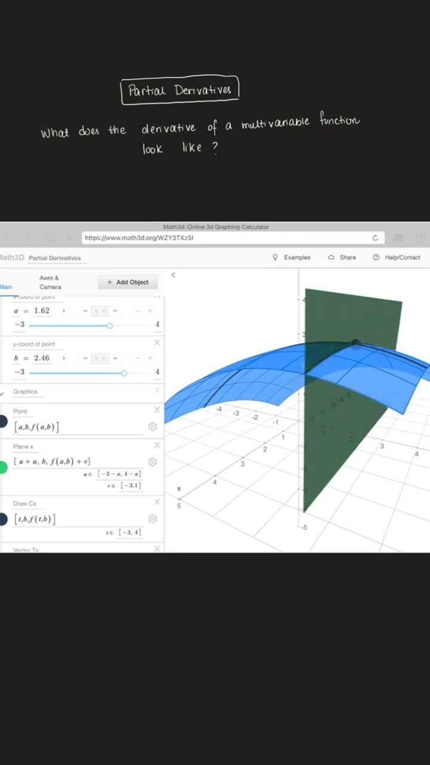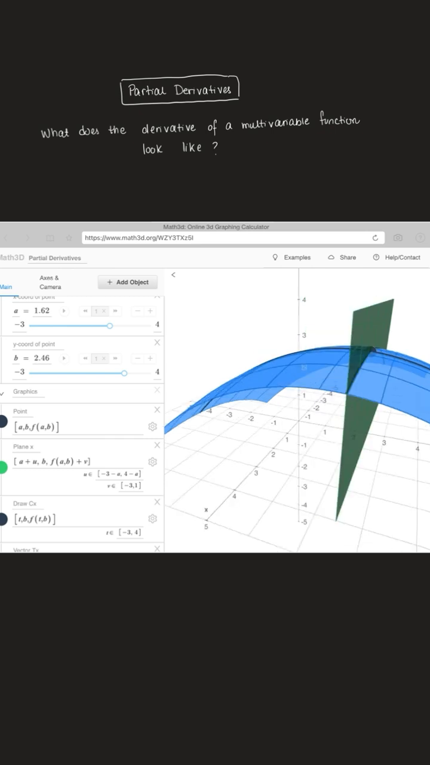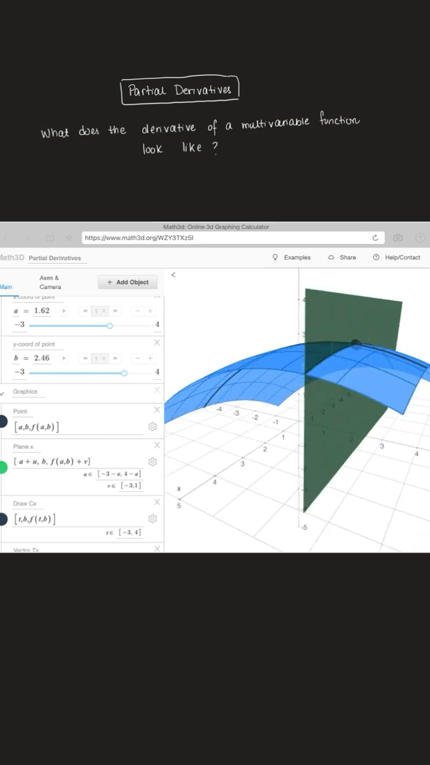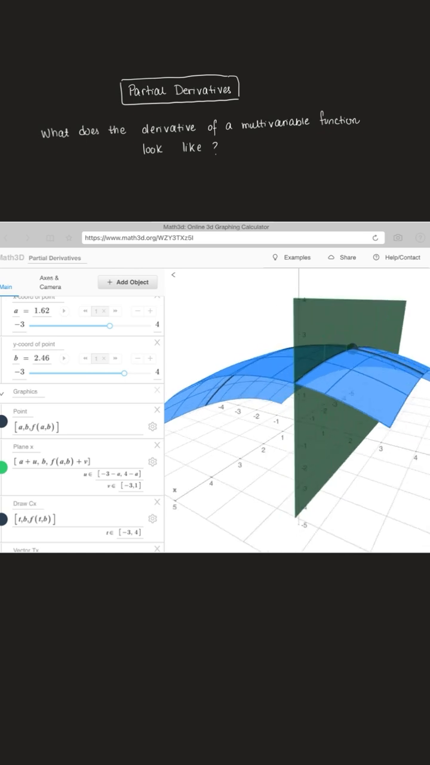Yes, this green plane that you can see just popped up in this applet is a plane that runs parallel to the XZ plane. And that plane has sliced our surface in a way that the Y value of every point on that plane is constant. It looks like it's at around 2.4. So all the points on that plane have the same Y value.